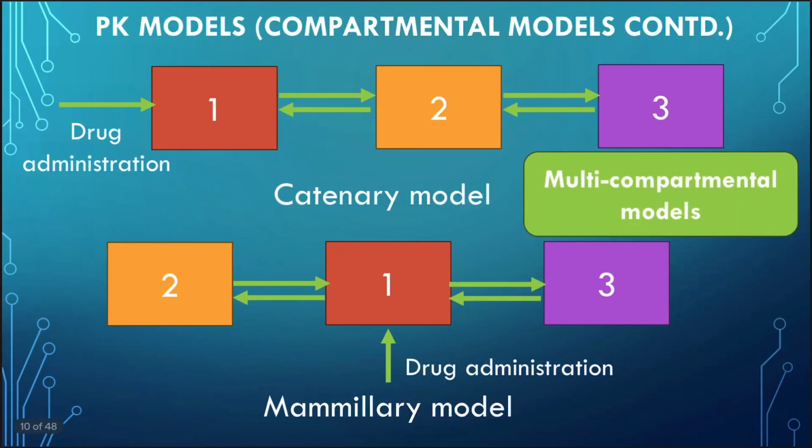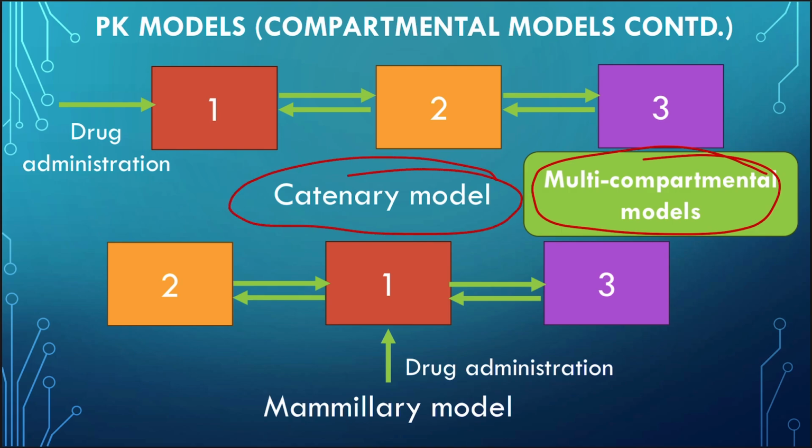Now coming to the multi-compartment model. So multi-compartment model means comprising of more than two compartments. So here we are visualizing the body to have more than two compartments. That is, body is considered as more than two compartments. So under this we are having two categories. First is the catenary model, and then we have the mammillary model. Okay, so mammillary model is the model which is most commonly followed for the multi-compartmental models, and catenary model is comparatively less followed. And the difference between two is clearly evident from this image.